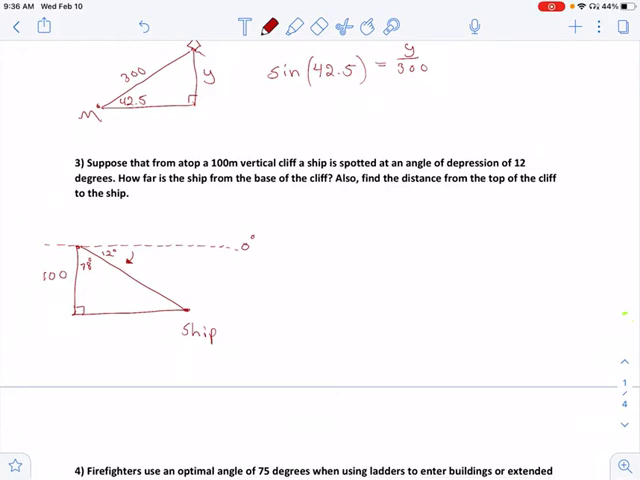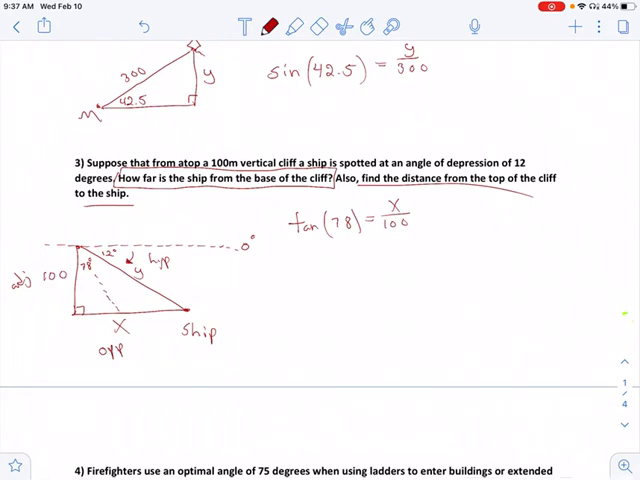And I have 2 questions to answer. How far is the ship from the base of the cliff? So that is this. And also find the distance from the top of the cliff to the ship. So that would also be here. 2 different equations to solve. So according to this angle, I'm just going to try to find x for right now. So this is my opposite side. This is my hypotenuse. This is adjacent. So I'm going to use tangent first. I'm going to say that the tangent of 78 degrees equals x over 100.